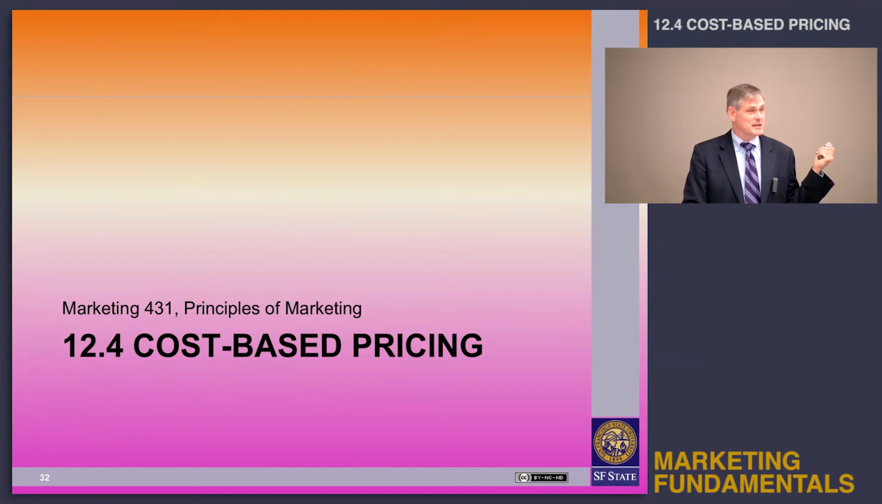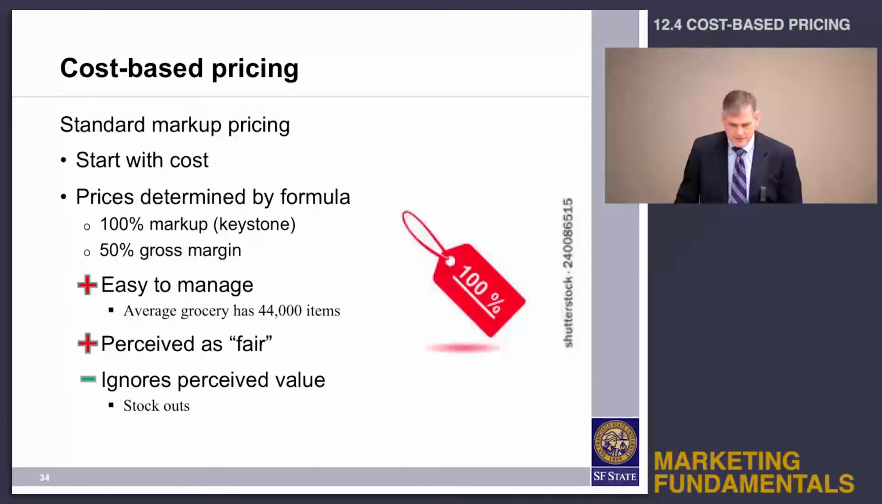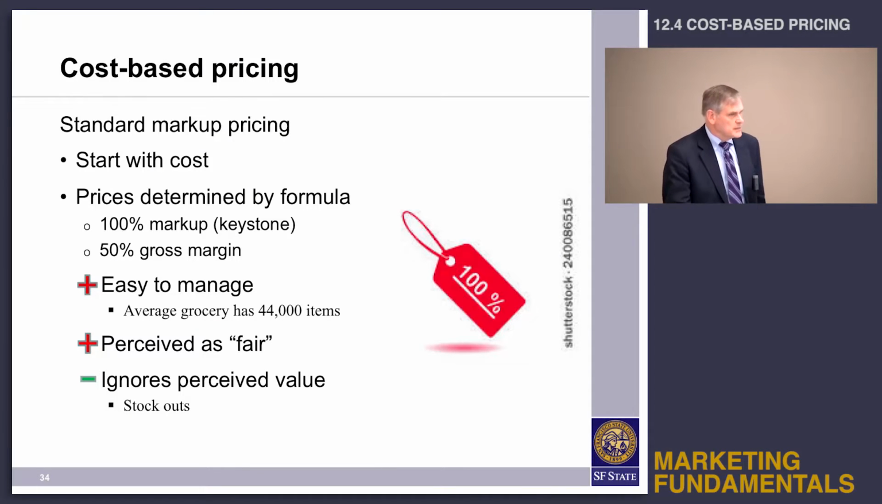Let's talk about cost-based pricing. Three approaches: standard markup, cost plus, and geographic. So standard markup pricing is where you start with the cost and then you set your price relative to the cost. In most retail settings, there's some kind of a formula. You take your cost and multiply it by some factor.